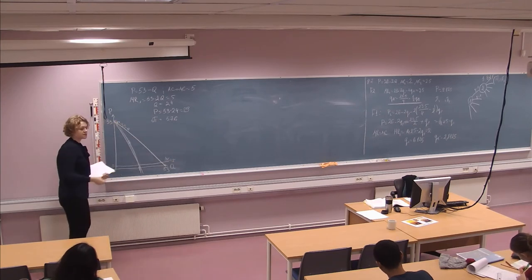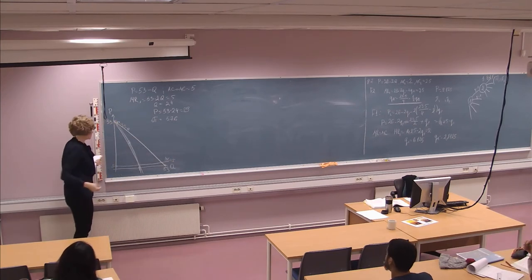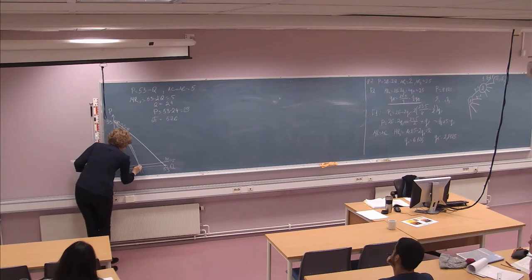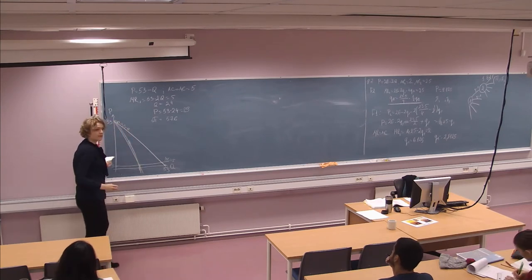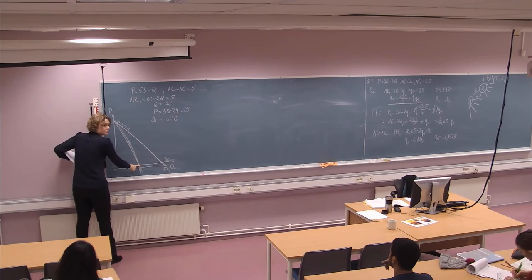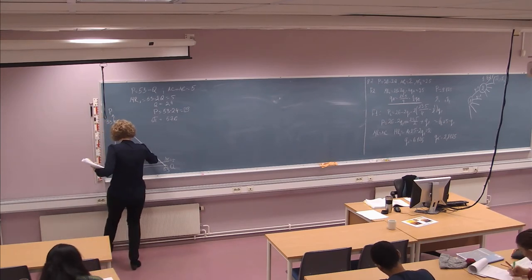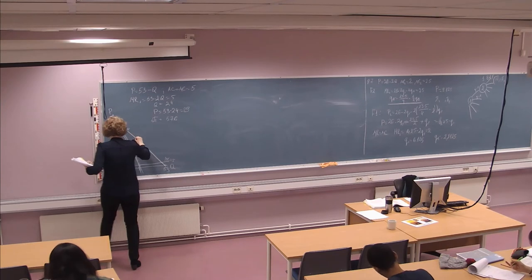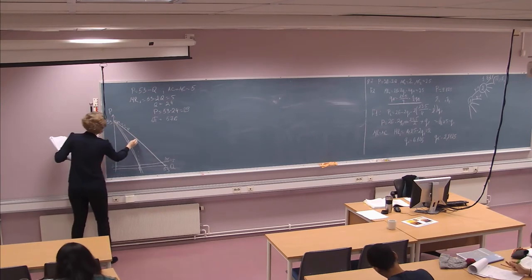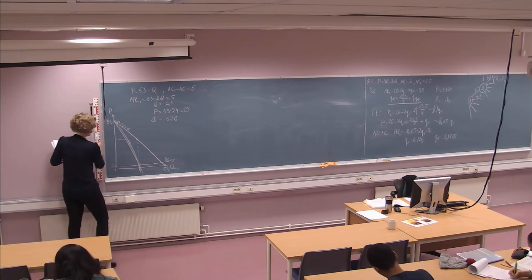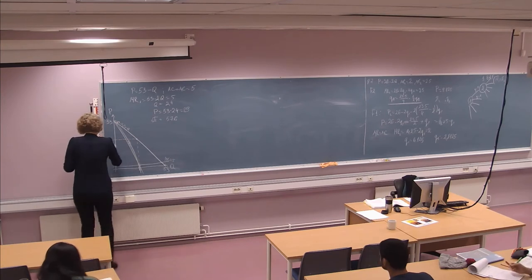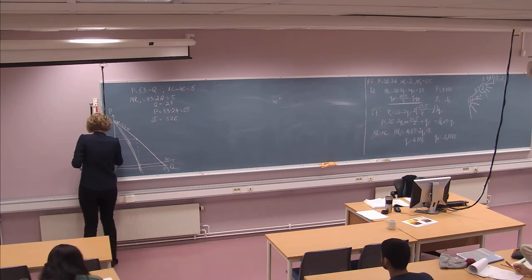How do I find the profit maximizing output? I take this point, right? Where marginal revenue is equal to marginal cost. This is the crossing. I go from here up to the demand curve and I find the price. And here my price is equal to 29.